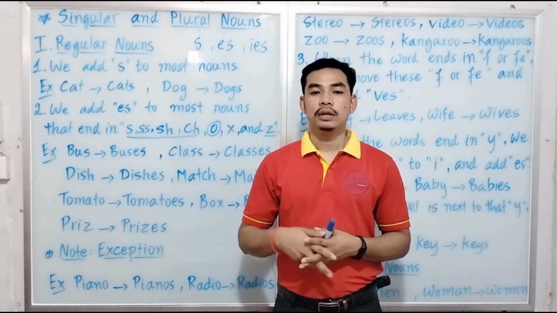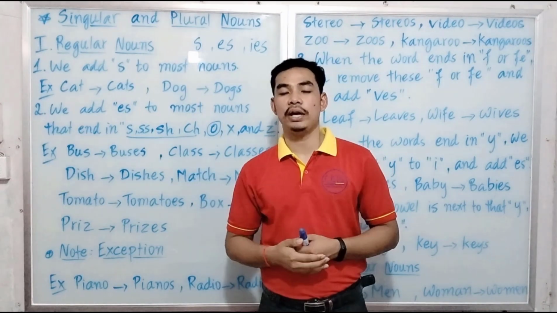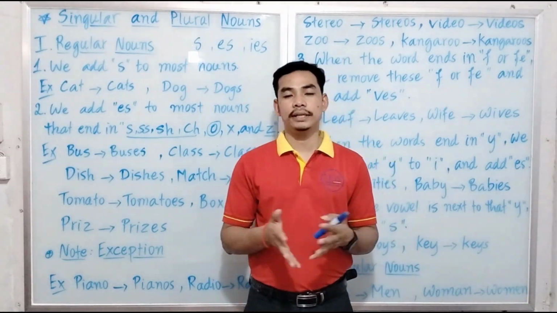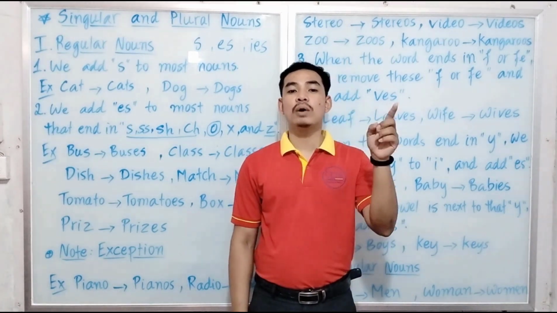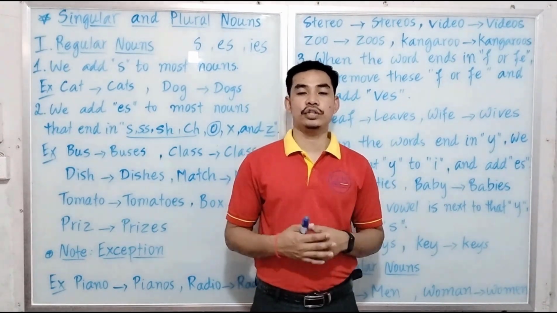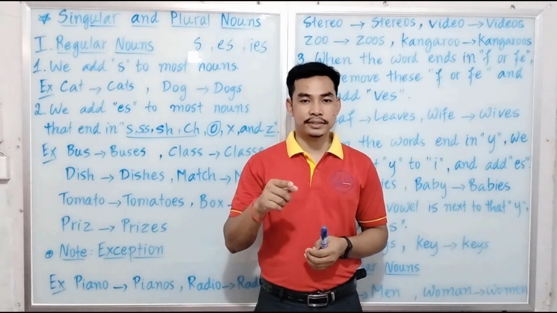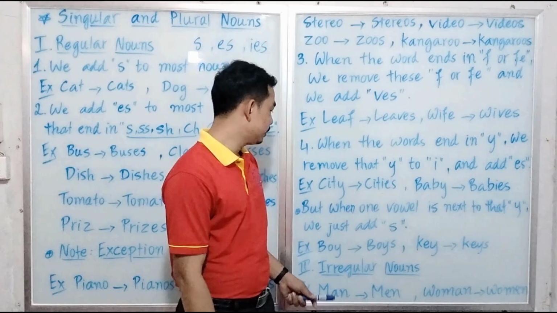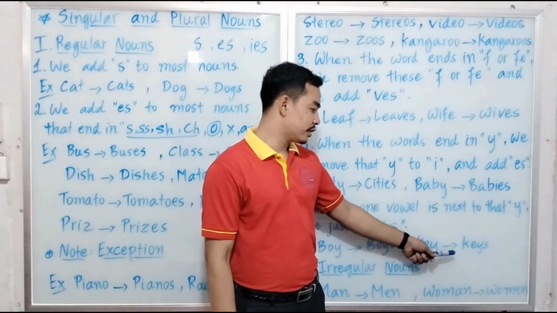One more thing, when the noun ends in Y, we need to change that Y to I and we add ES. But it is also exceptional when the noun ends in Y, but one vowel is next to Y, we cannot change that Y to IES. We just only add S. So example like here, boy, boys, key, keys.